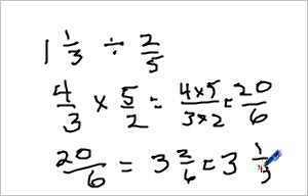So just one more time, to divide, it's the same process as multiplying by the reciprocal. First you must change any mixed numbers to improper fractions, then you must find the reciprocal of the divisor, then you can just multiply.